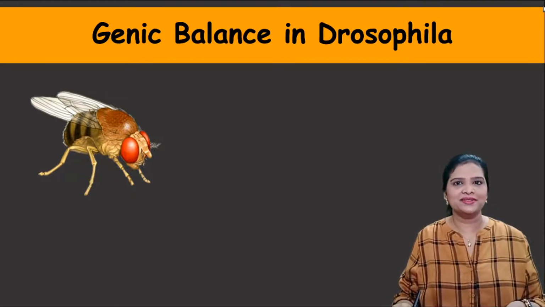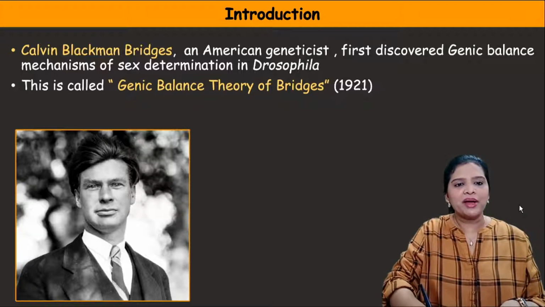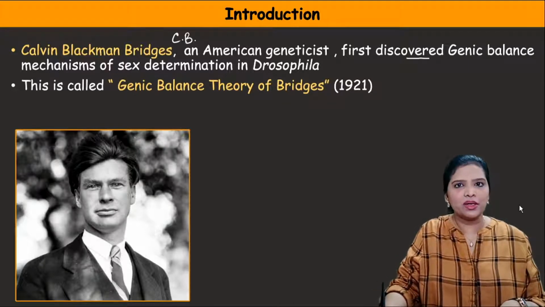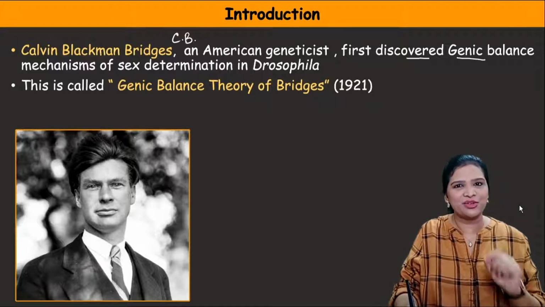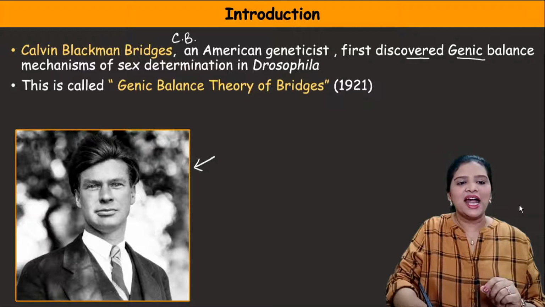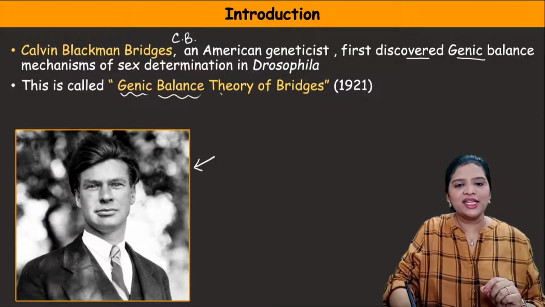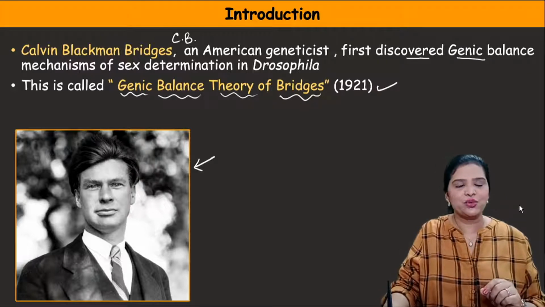Let's get started. An American scientist called Calvin Blackman Bridges, in short CB Bridges, was the one who first discovered a mechanism called genic balance of sex determination in Drosophila. So this gentleman is CB Bridges, and his theory is called the genic balance theory of Bridges. It was proposed in the year 1921.